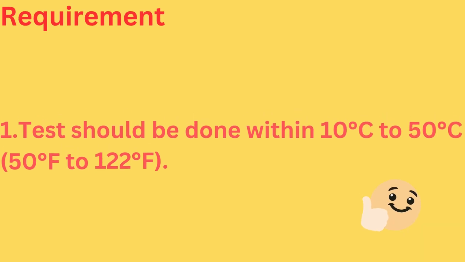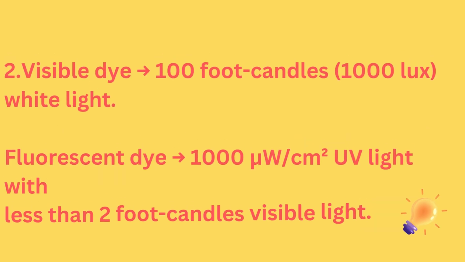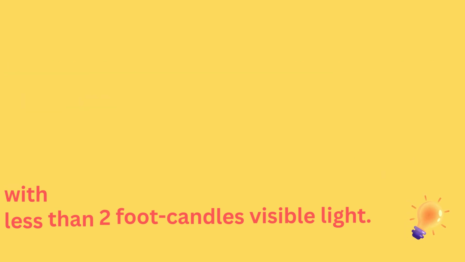Requirements of penetrant testing. 1. Test should be done within 10 degrees Celsius to 50 degrees Celsius. 2. Intensity and visibility. Visible dye: 100-foot candles, 1000 lux, white light. Fluorescent dye: 1000 microwatts per square centimeter UV light with less than 2-foot candles visible light.